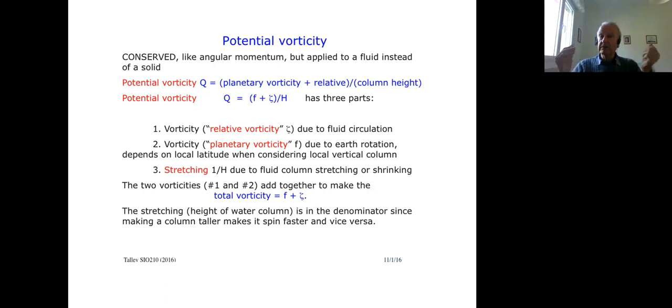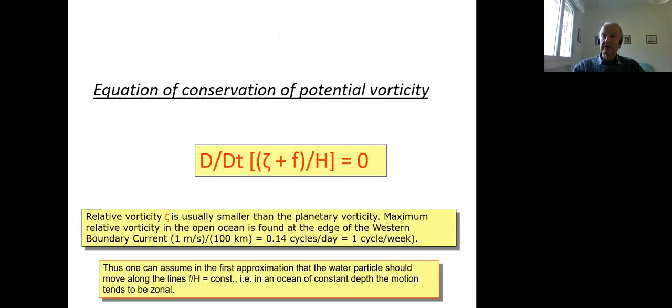The height of the water column is in the denominator, since making a column taller makes it spin faster and vice versa. It's like a ballet dancer, when she stretches, and when she shrinks the hands, she starts turning faster. So we define the potential vorticity. This is a very, very important parameter in the ocean, because it will give you also the idea how the water column is moving.